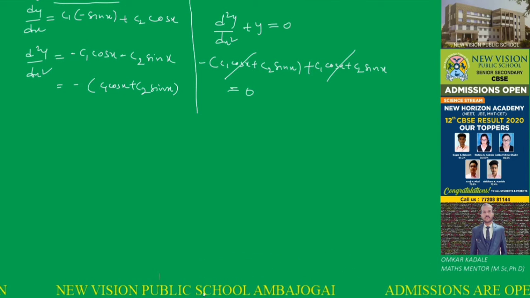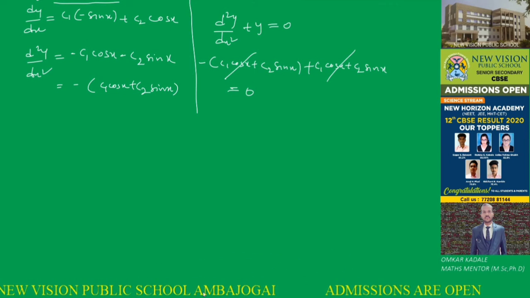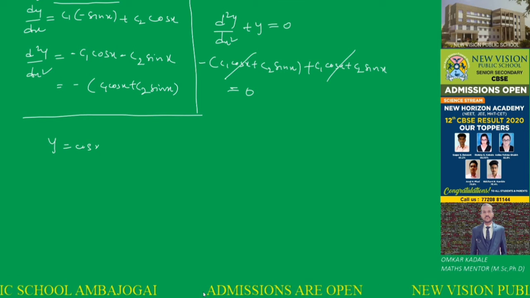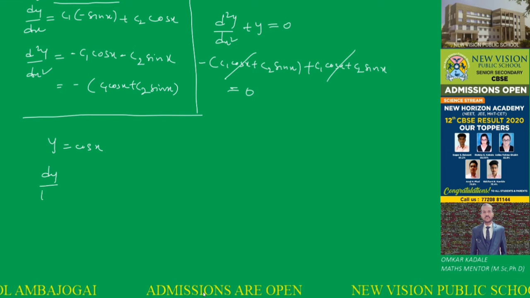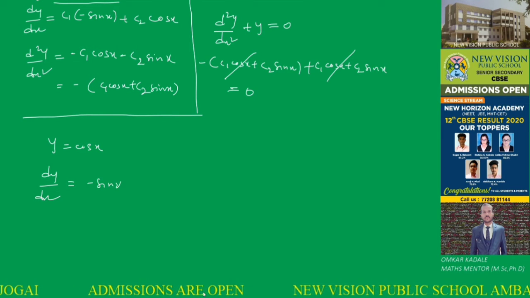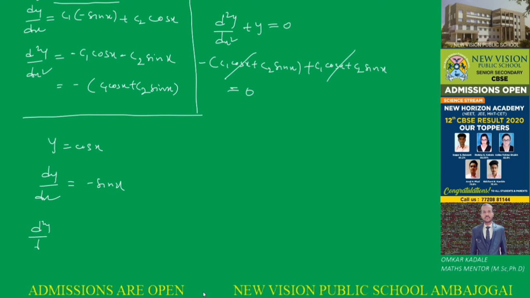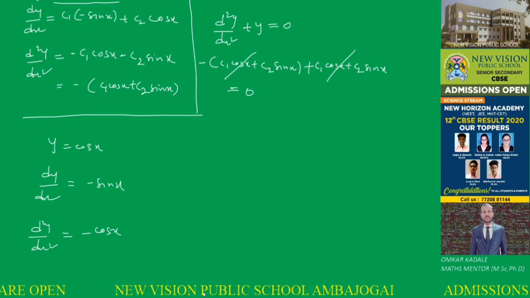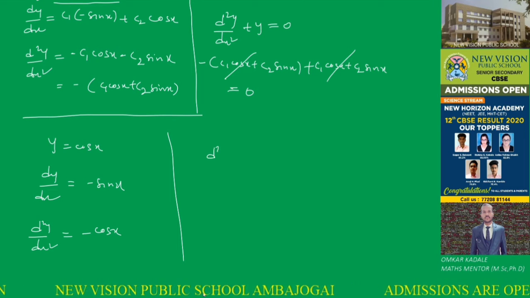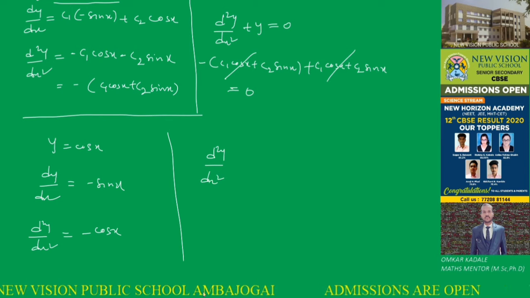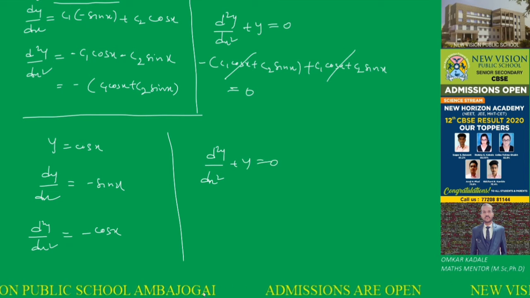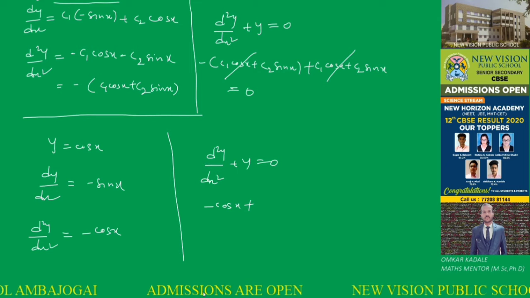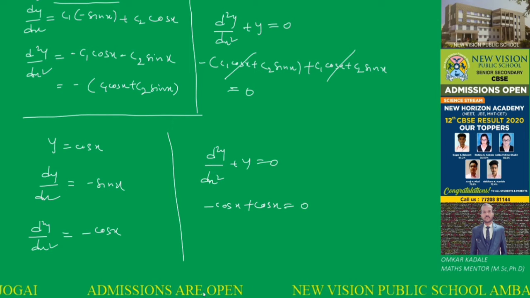For the particular solution, we have y equals cos x. Then dy by dx is minus sin x. Next, d2y upon dx square is minus cos x, as the differentiation of sin x is cos x. Now substitute in that equation. Similarly here also, d2y upon dx square plus y equals 0. Here, d2y upon dx square is minus cos x, plus y, which is cos x, and that equals 0.